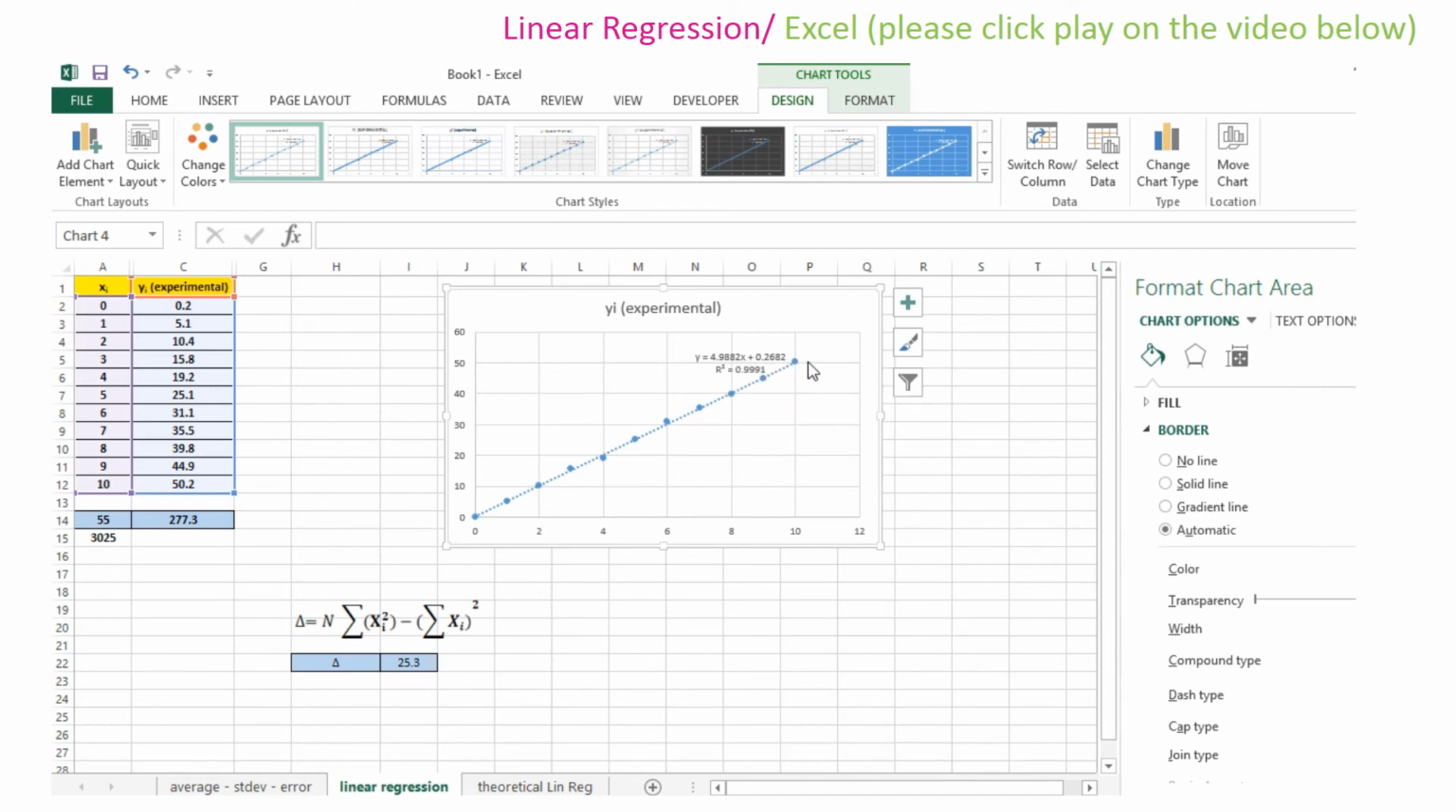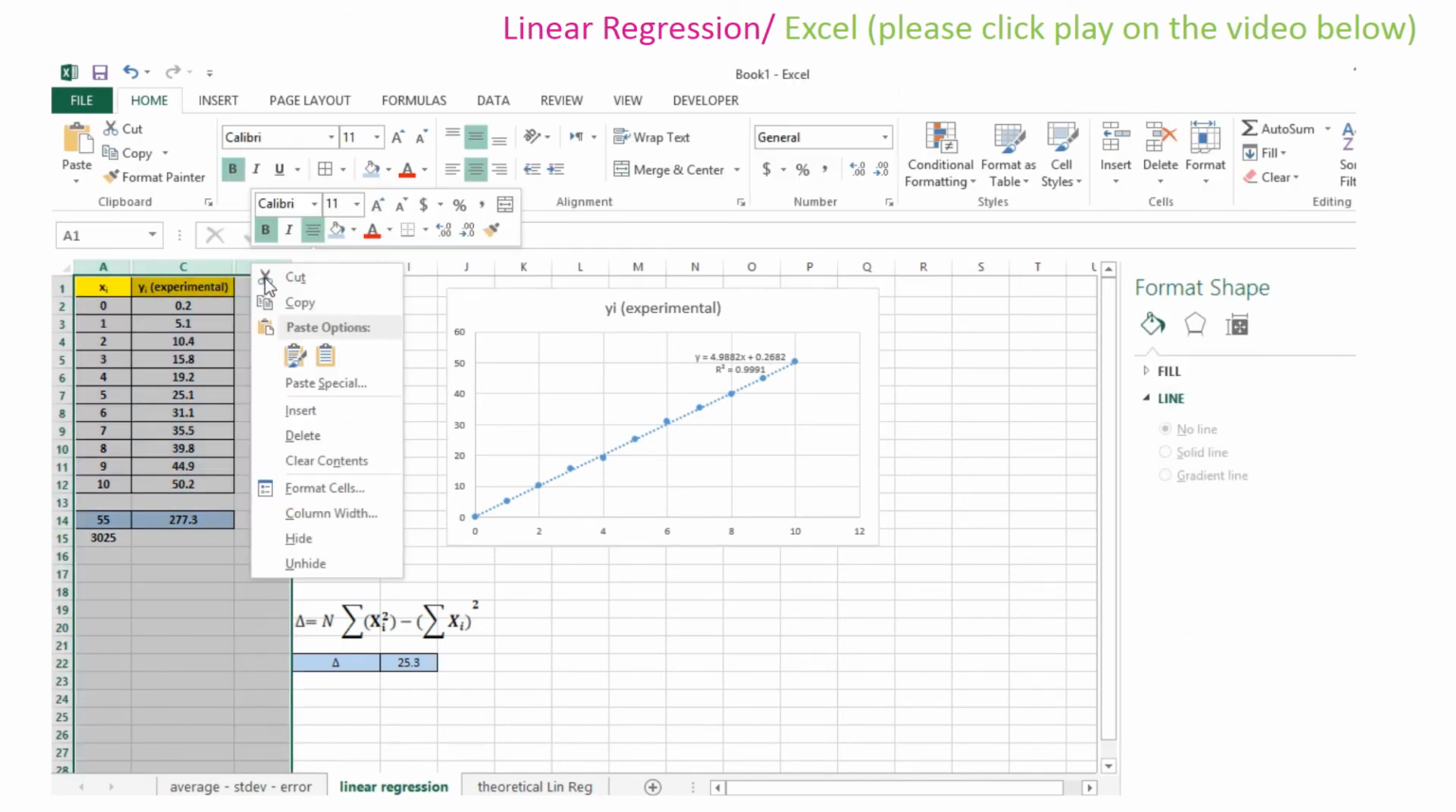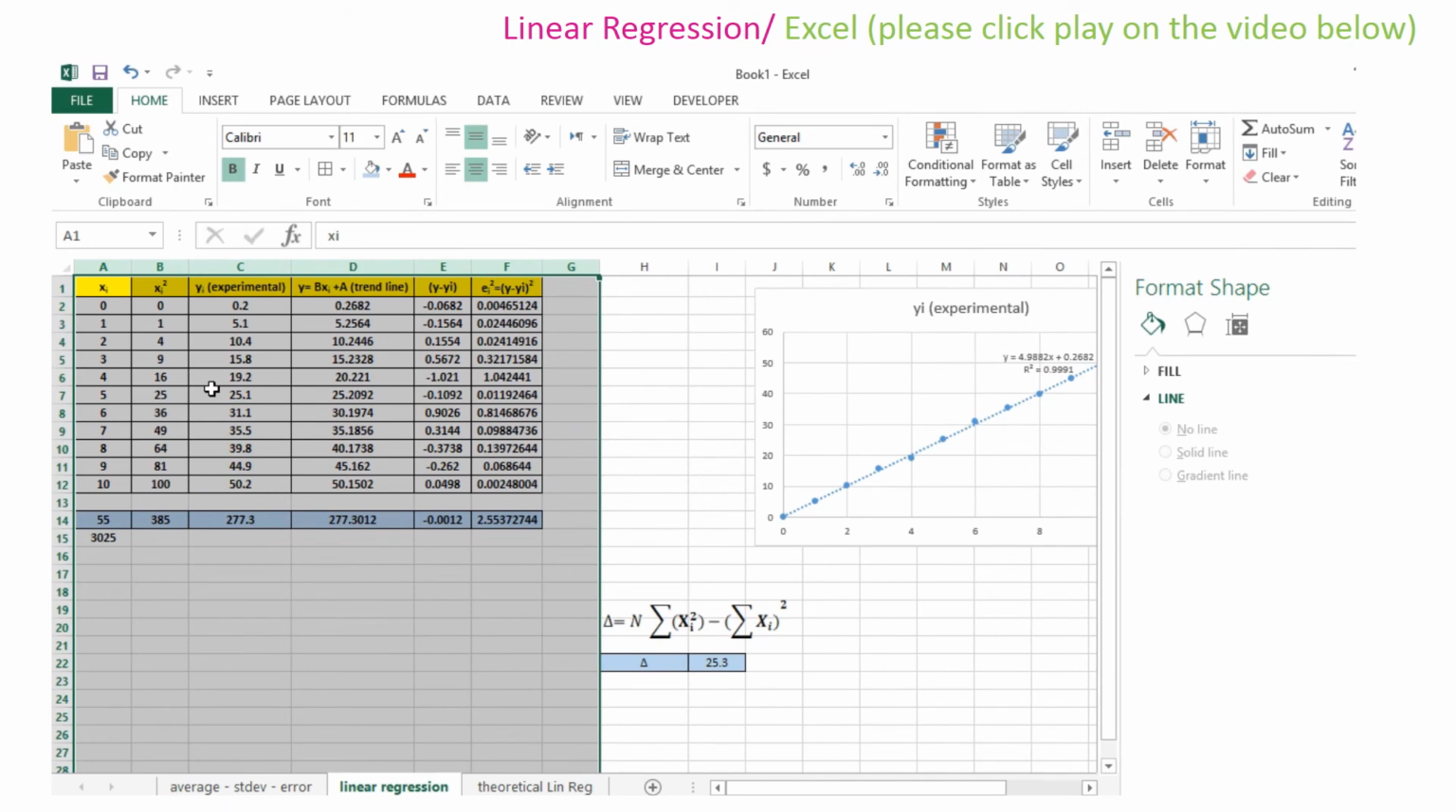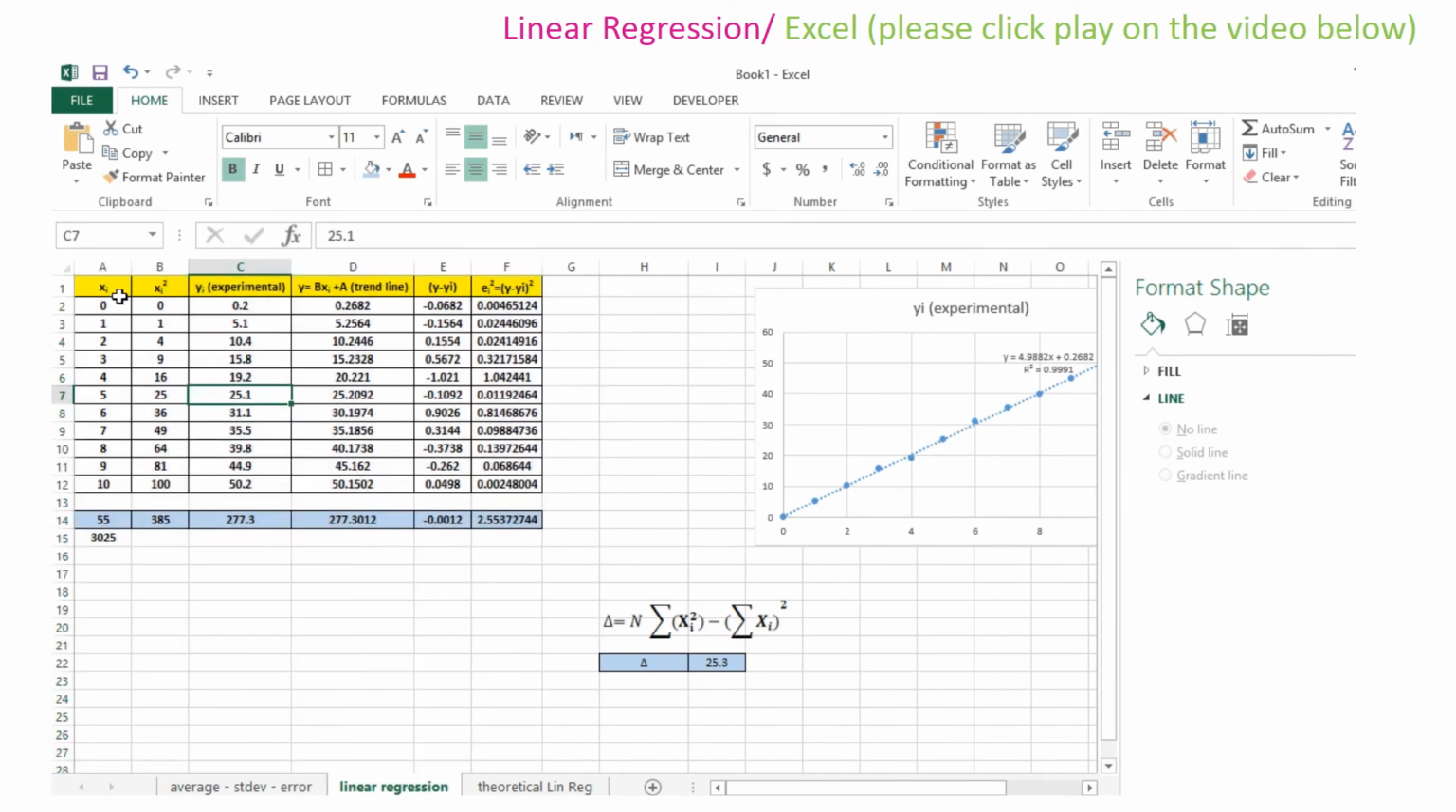4.9882x plus 0.2682 whatever. Now to find the slope and the error on the slope, you have to apply this table. I will unhide it for you. You have to follow this exact order. You have xi, xi squared, and for y you take the equation of the trend line you found, 4.988, look at it here, and you multiply it by a2, the x. Okay, a2 is x, and then plus y-intercept 0.2682.